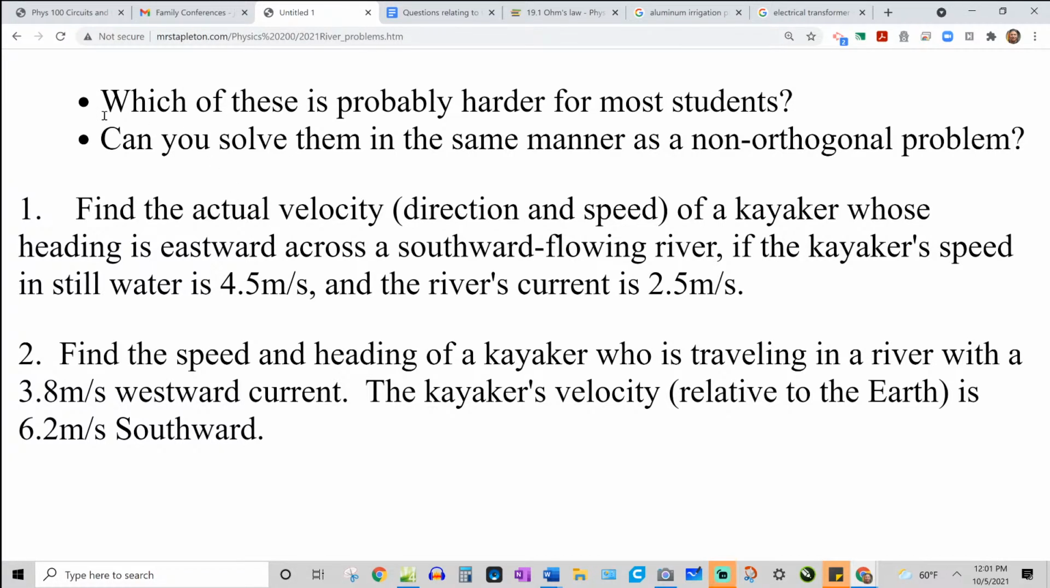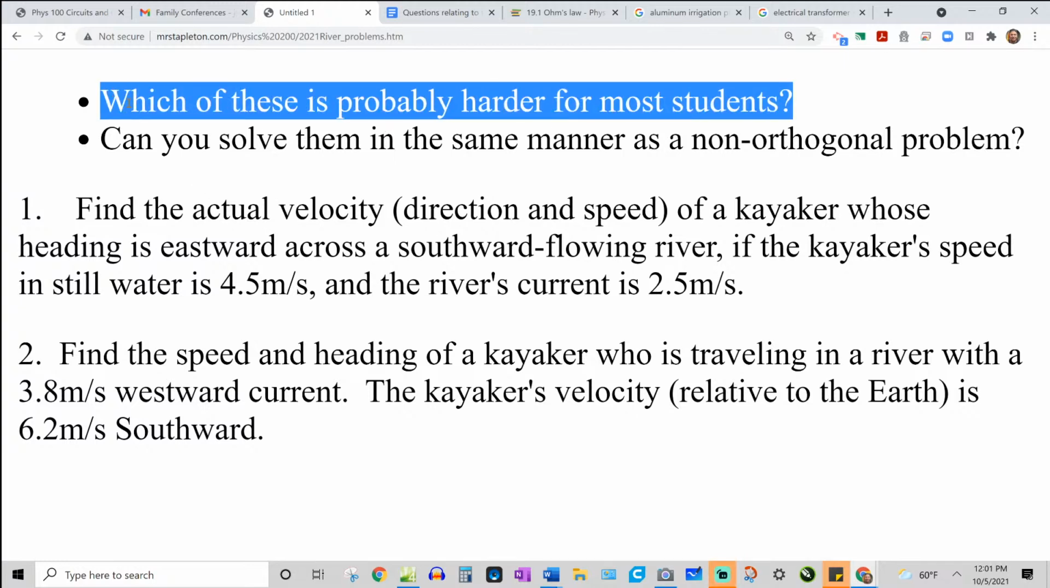Here are a couple of orthogonal river problems. First question, which one's probably harder for most students? Well, whichever one is asking you to solve for a component vector, I feel like is harder because it's natural to add up two vectors to get a resultant, and it's less natural to subtract one component from a resultant to get the other component, or at least less natural.